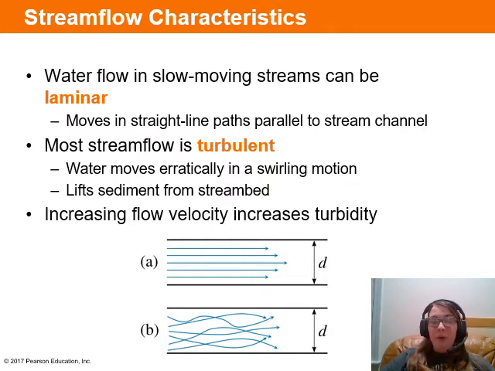So as we go from very slow moving to very fast moving waters, we're going to go from laminar to turbulent flow. And as we get into more quickly moving waters, it's just going to continue increasing the turbidity. So if you've ever seen a video of a flooded region, the water that's quickly moving through an area is going to be very turbid. You're going to be able to see that water just mixing about.